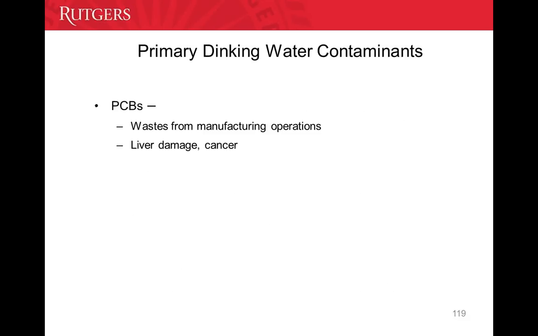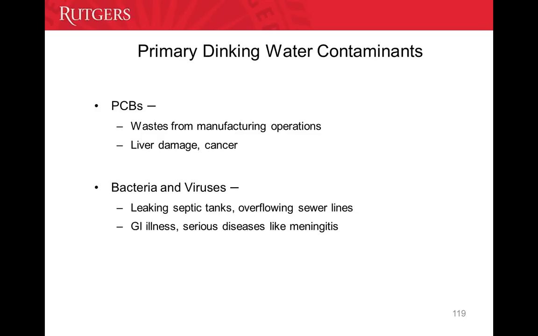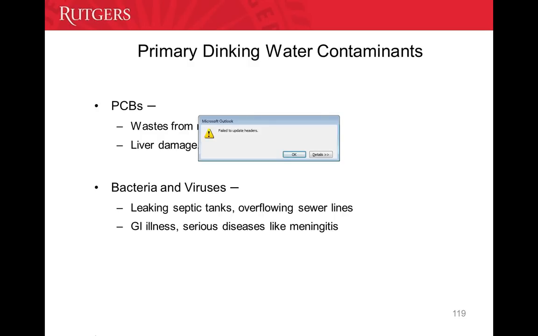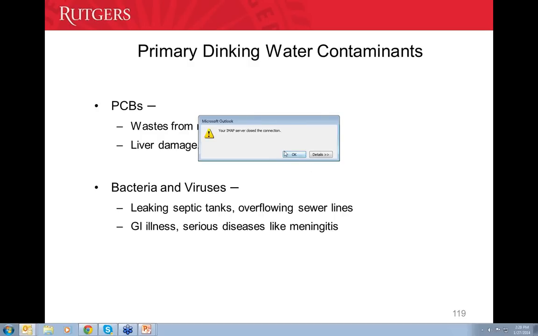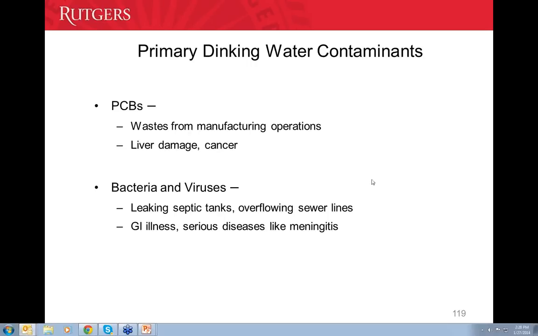PCBs, from industrial behavior. PCBs, remember, were a major insulator for transformers, and when the transformer is damaged, the PCBs leak into the water supply. These compounds are very persistent. They don't break down very well, and can cause both liver damage and cancer. And of course, other primary drinking water contaminants are bacteria and viruses. And here, if we have leaking septic tanks or overflow sewer lines, we find ourselves with a serious problem. We can get serious diseases like meningitis or GI illnesses.